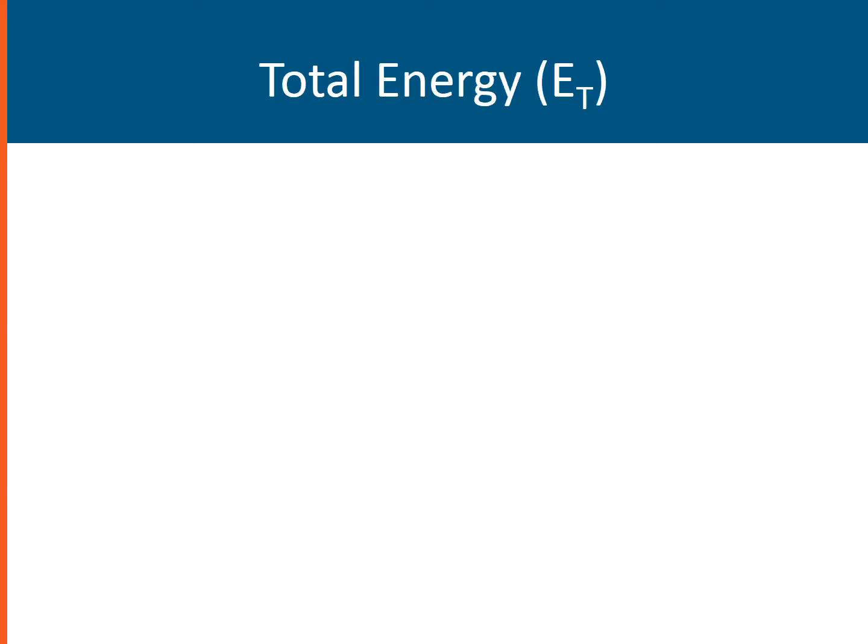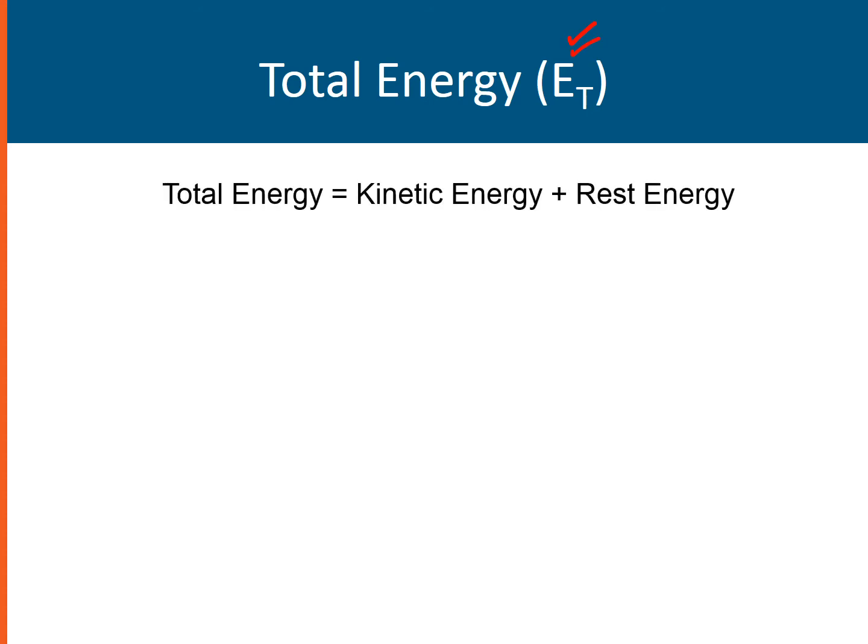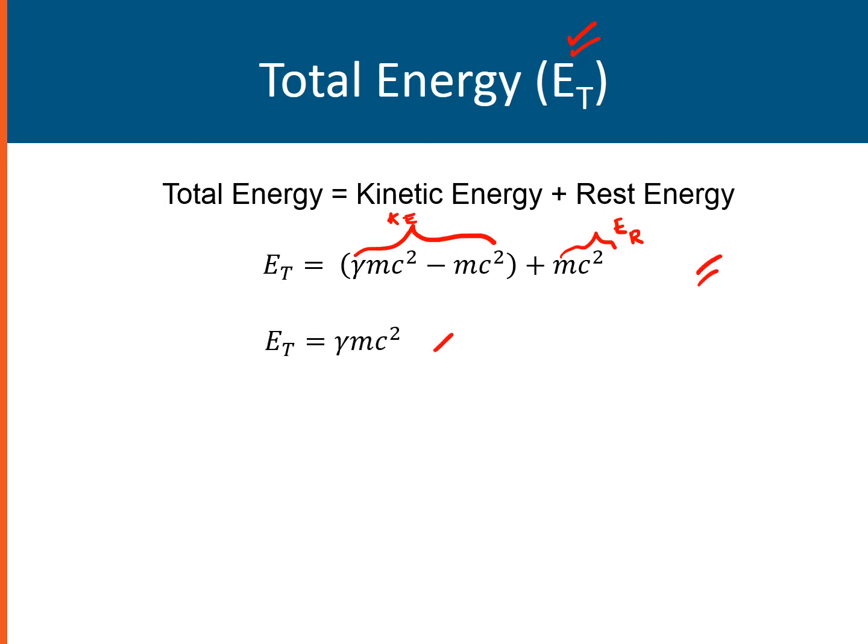Another important concept for this lesson is the total energy, and in the special theory of relativity, total energy is equal to kinetic energy plus rest energy. So total energy ET would be equal to the Lorentz factor multiplied by mc squared minus mc squared, which is the kinetic energy, plus mc squared, which is the rest energy, or we denote it with the symbol ER. If we simplify this equation, our total energy is just equal to the Lorentz factor multiplied by the mass of the object multiplied by the square of the speed of light.